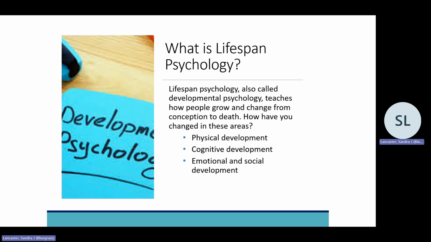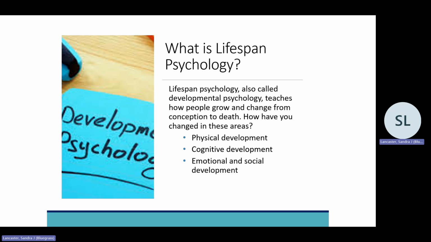And this class also is how we change from that point in time of conception until our last breath on this earth, so until death. So ways we've changed: physically, cognitively, as you're aware, the word cognitive in psychology means how we think, and then how you've changed emotionally and socially. So lots of changes happen to us throughout our lifetime. And in psychology, we've made lots of theories and created lots of key terms around that. So you'll become very aware of those.